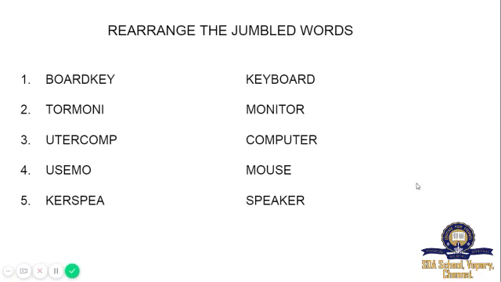Next, rearrange the jumbled words. Okay, rearrange. It is not arranged in order, so we have to arrange it in order. Okay, "board key". Is there any word like board key?